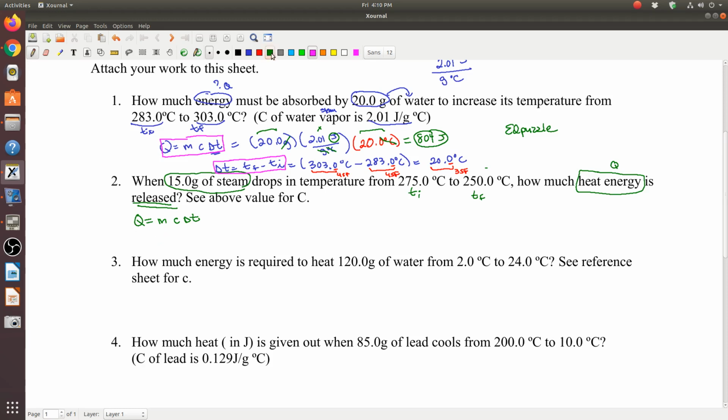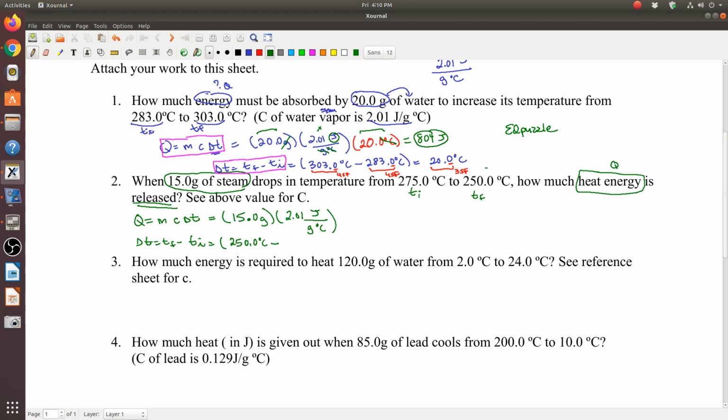Okay, so let's go back. We're going to fill this in. We have 15 grams. That's the mass again, 15.0 grams. You must put all the significant figures and the unit in its place. The C value, it says to use the same one as you used up here. So 2.01 joules per gram degrees Celsius. And then we have to do the T final minus T initial again. So I'm going to write that over here. T final minus T initial. I'm going to put those in.